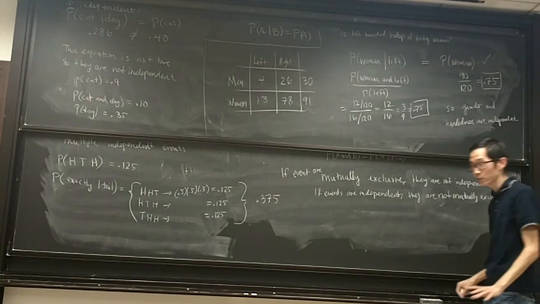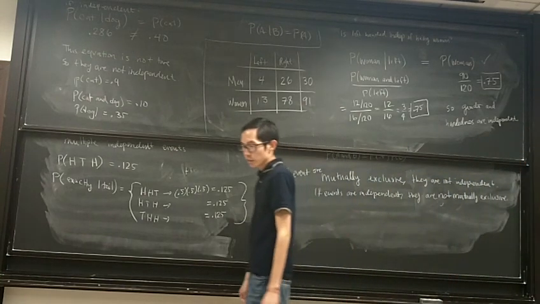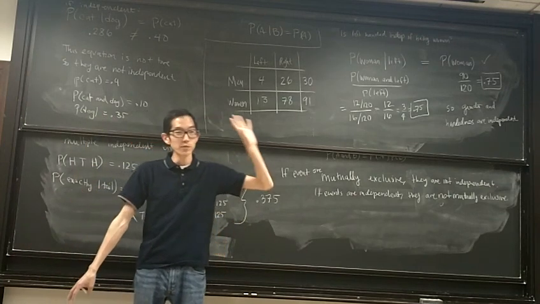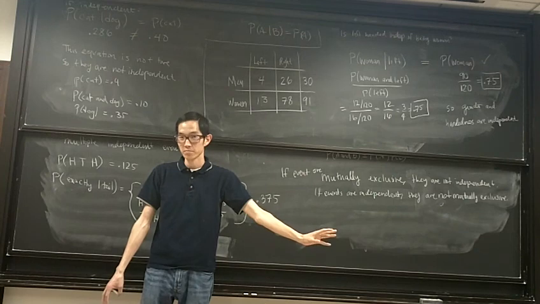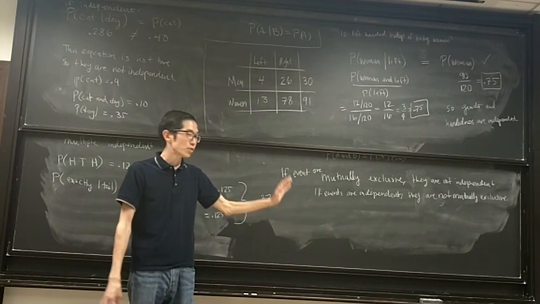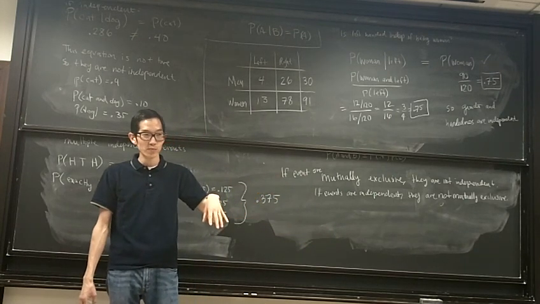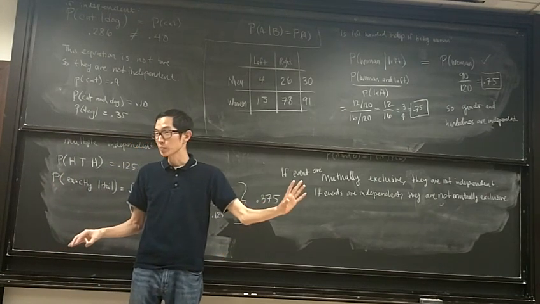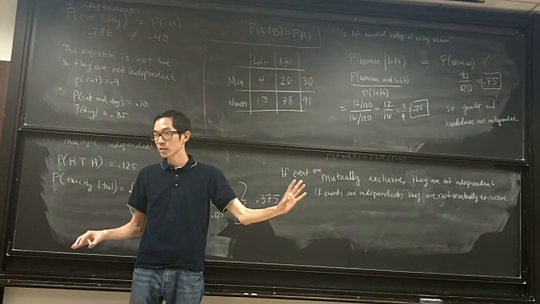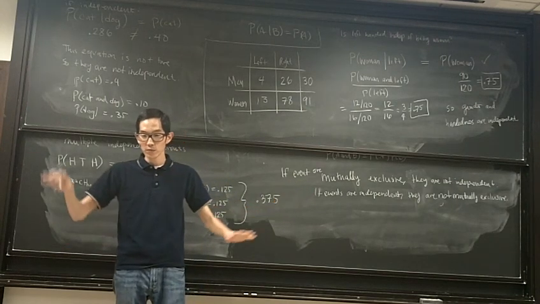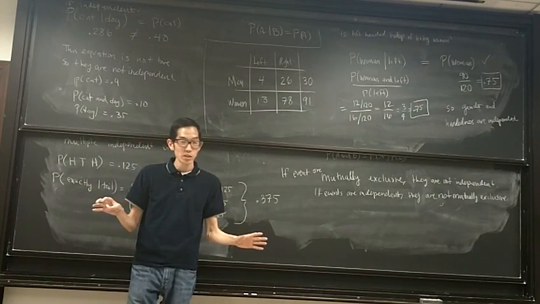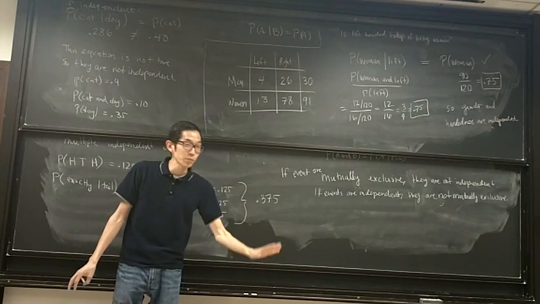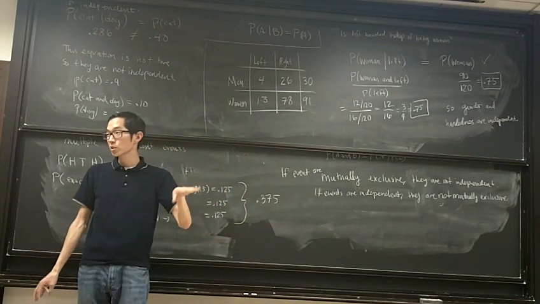Okay. And let's just think about this for a moment. For two events to be independent, it means the outcome of one has no influence on the outcome of the other. If two events are mutually exclusive, if one event happens, what's the probability that the other event happens? If two events are mutually exclusive, it means when one event happens, the other event never happens. It's zero.